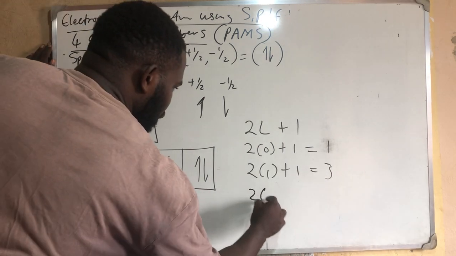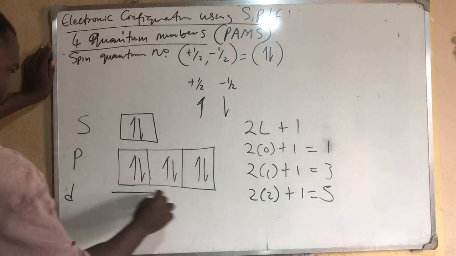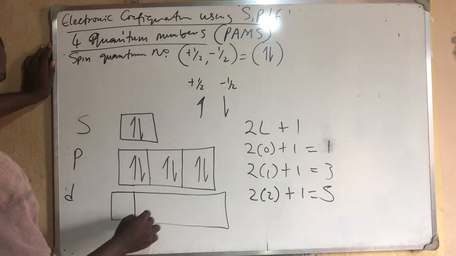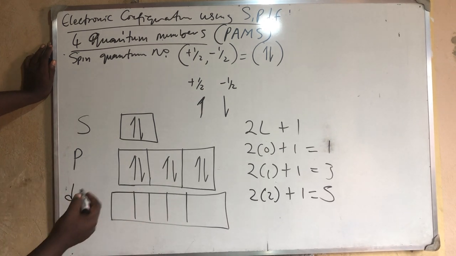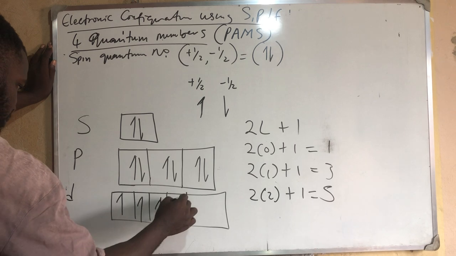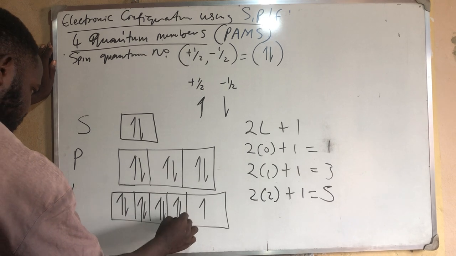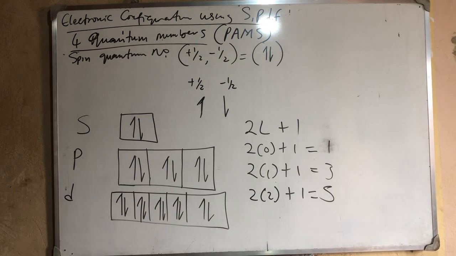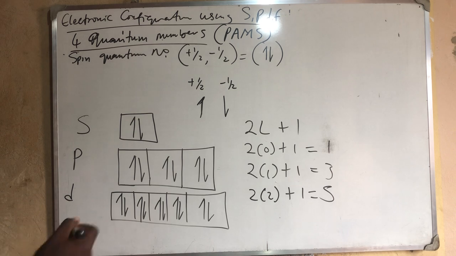So let's go to d. For d, it's 2 into 2 plus 1, which is 2 times 2, 4, plus 1, 5. So I have 5. Since it's going to have 5, 1, 2, 3, 4, 5, and each of them is taking 2. So you first of all spin up before you spin down. So what does it mean? It means that they are 10 electrons. So therefore, the d orbital takes a maximum of 10 electrons.